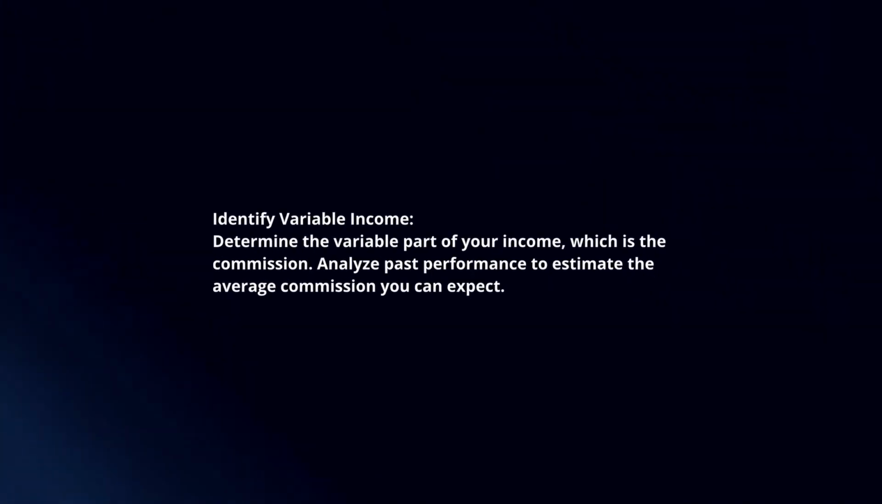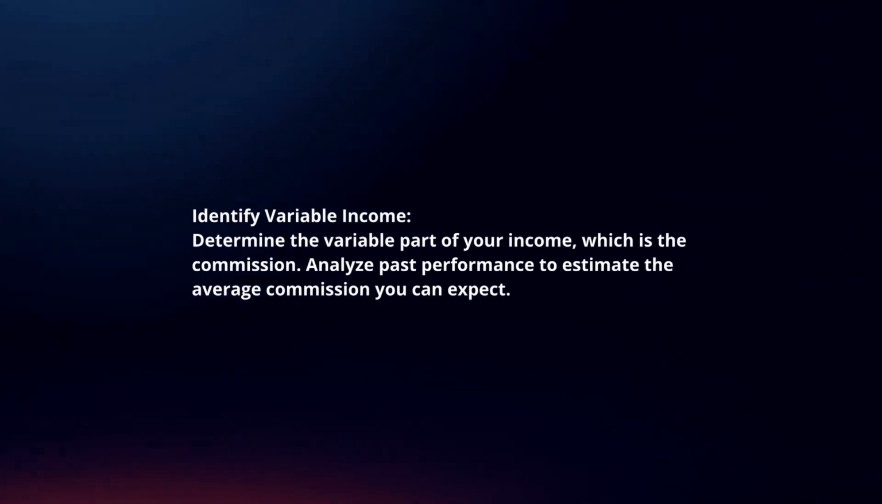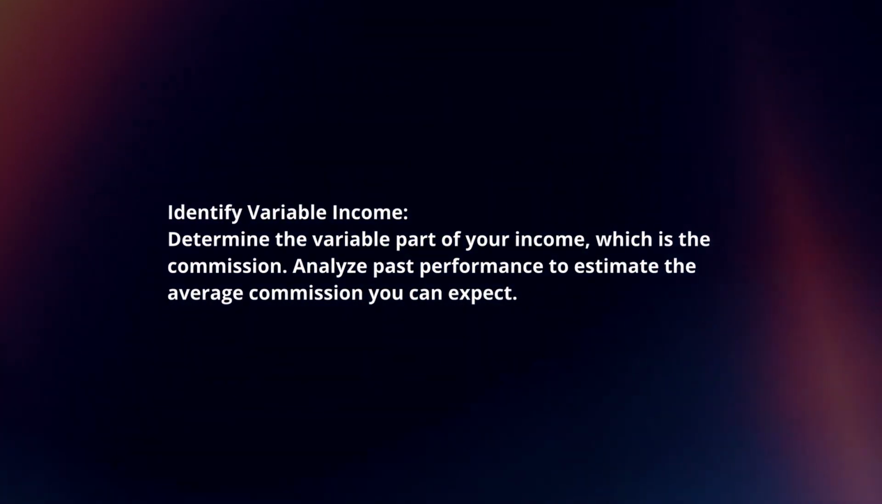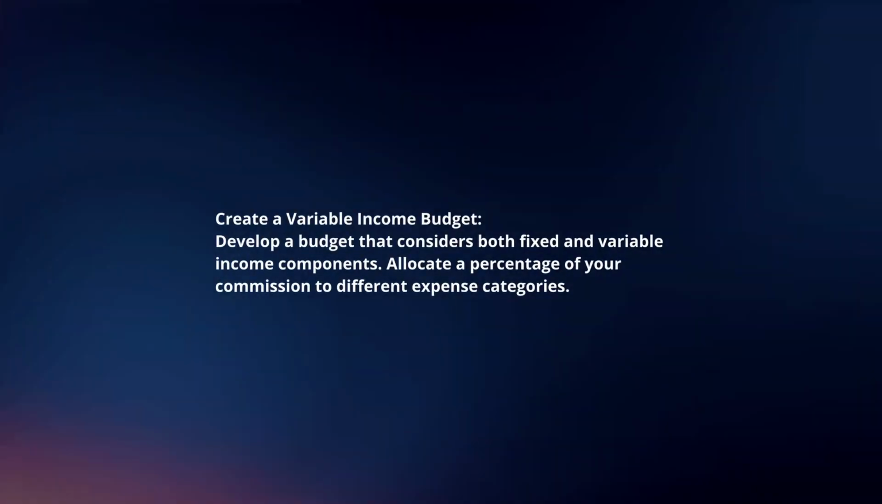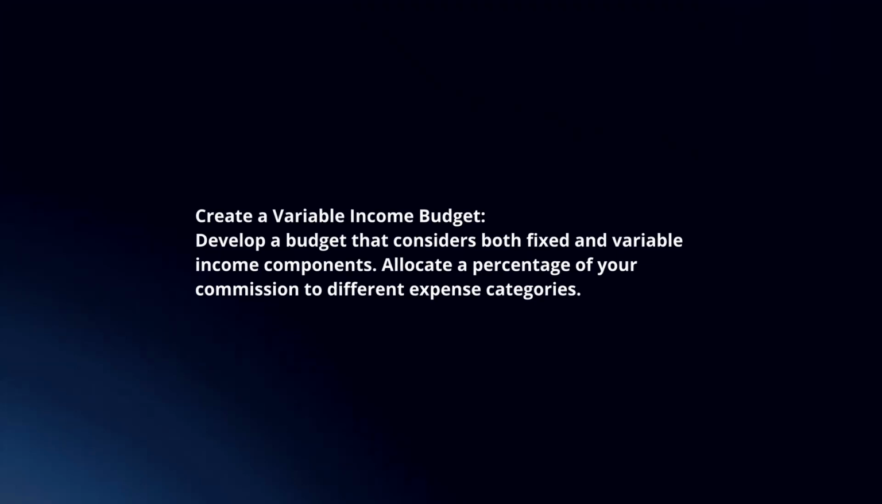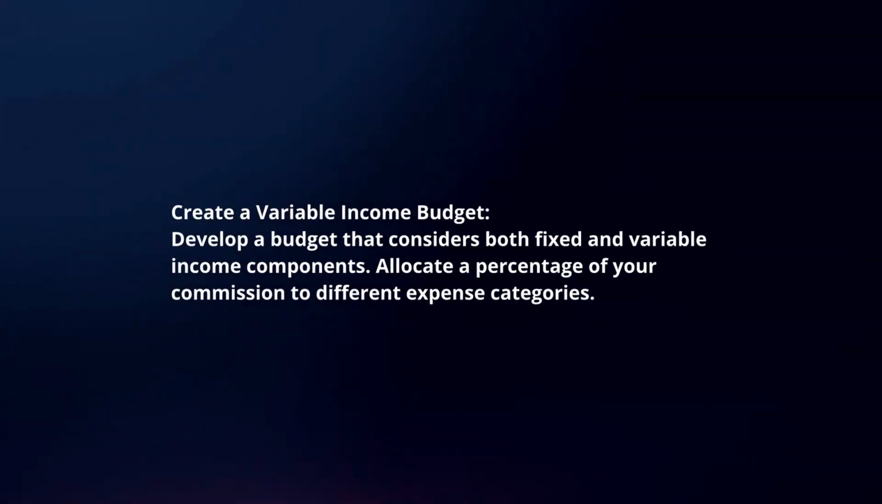Identify variable income. Determine the variable part of your income, which is the commission. Analyze past performance to estimate the average commission you can expect. Create a variable income budget. Develop a budget that considers both fixed and variable income components. Allocate a percentage of your commission to different expense categories.